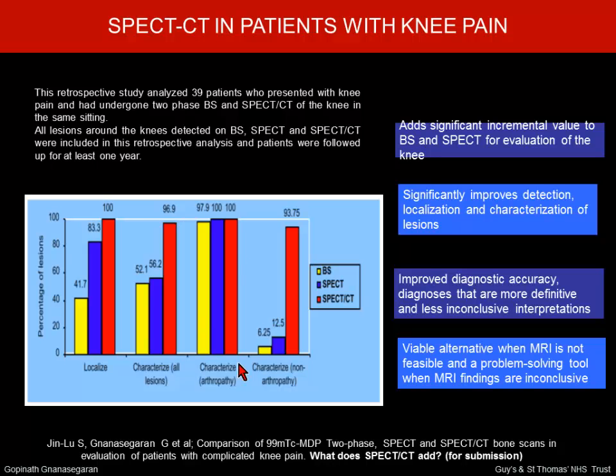But with the addition of SPECT CT, which is the one in red, we are quite good at localization and characterization, whether it's arthropathy or non-arthropathy. SPECT CT often gives a definitive diagnosis in most of the patients.